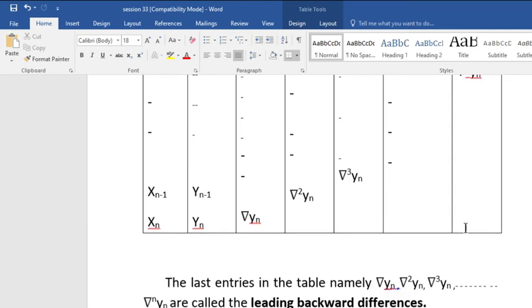Here the last entries, the first backward difference of yn, second backward difference of yn, third backward difference of yn, and so on, are called leading backward entries.